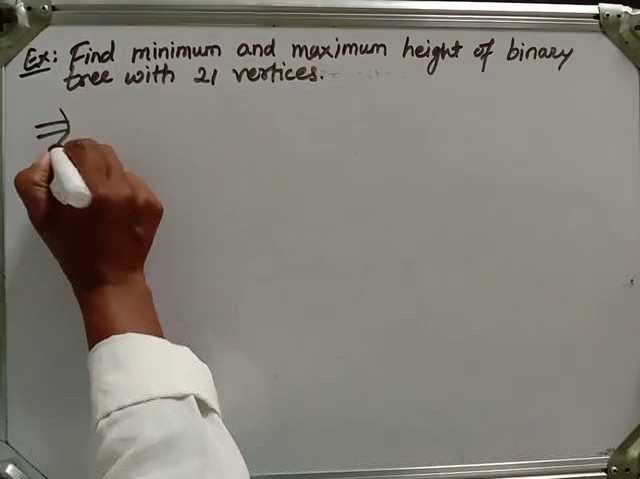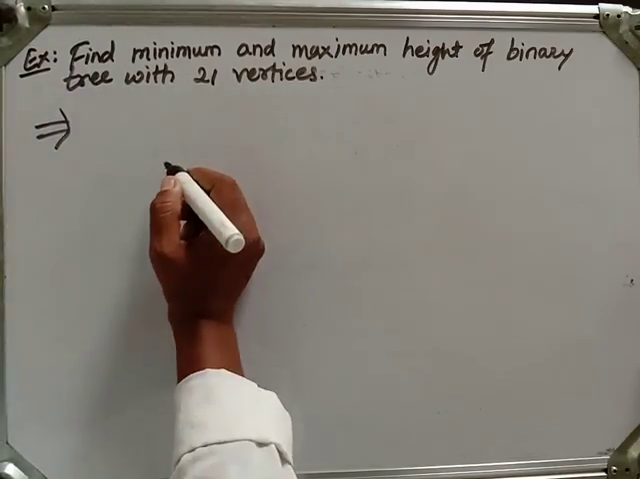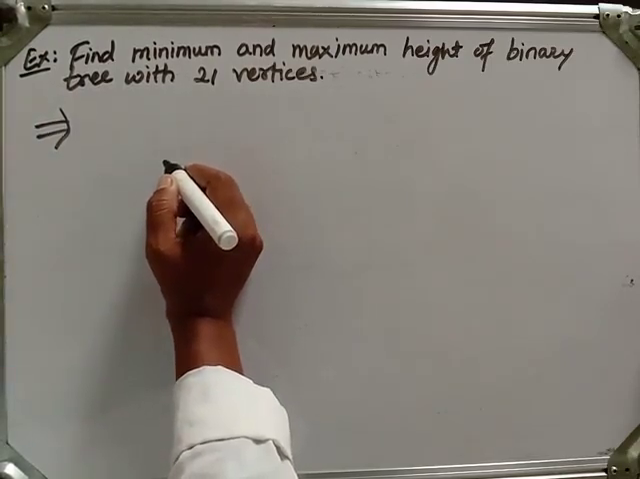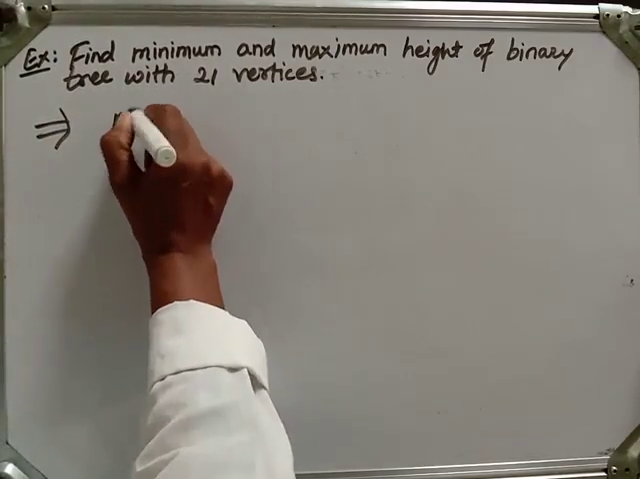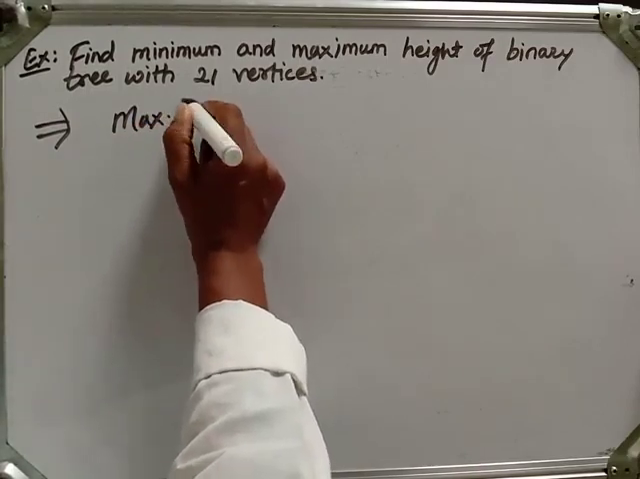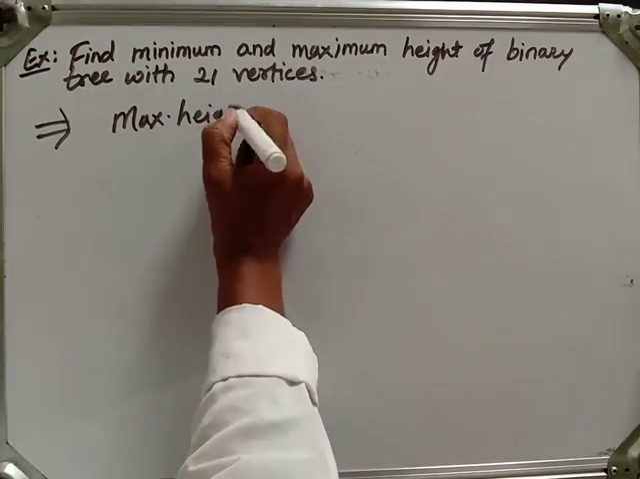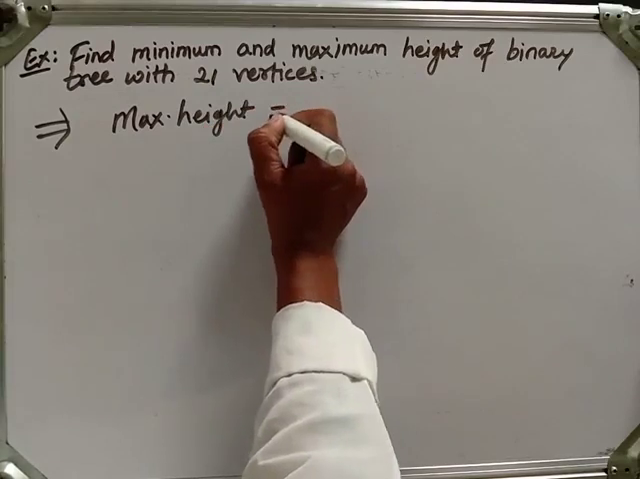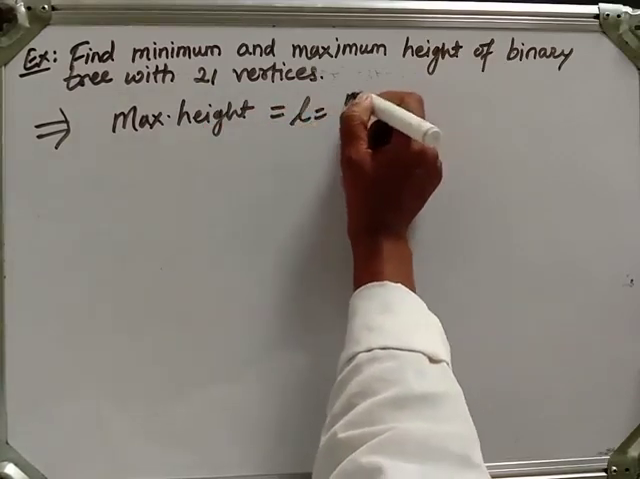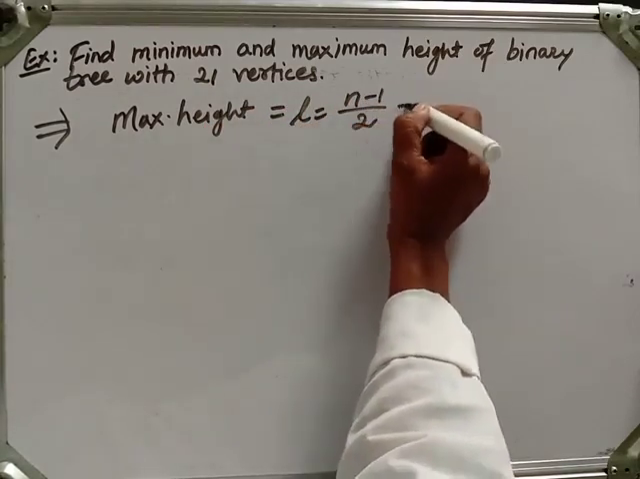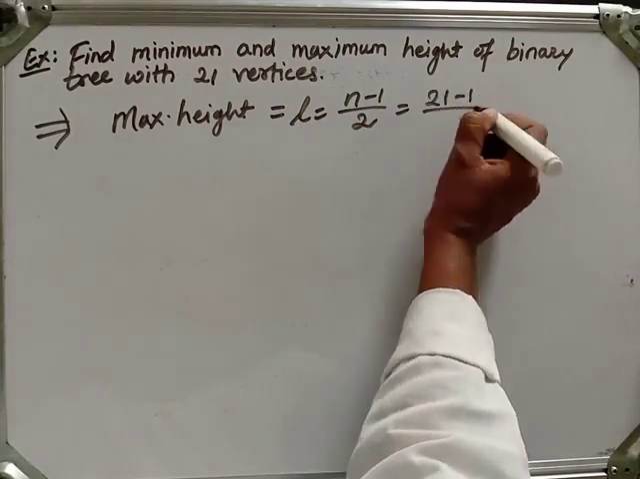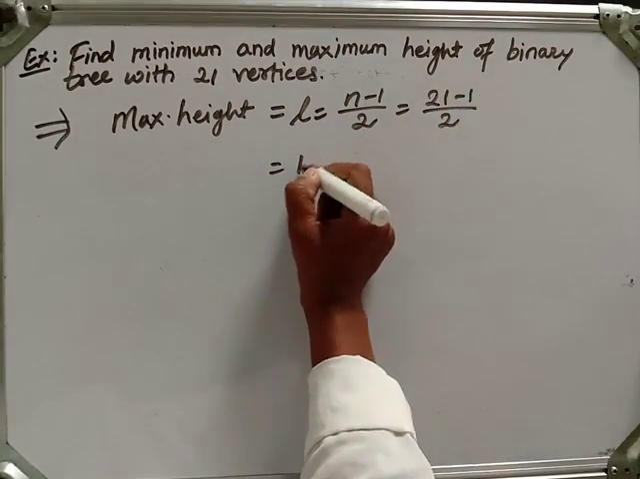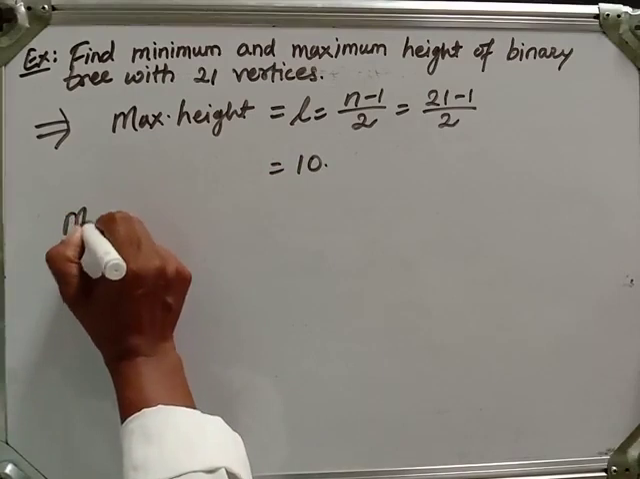So from whatever definitions we have seen and the formulas we have derived, the maximum height we can give as L, that is what? N minus 1 by 2. What is N here? 21. So 21 minus 1 by 2. So it is how much? 10. What about minimum height?